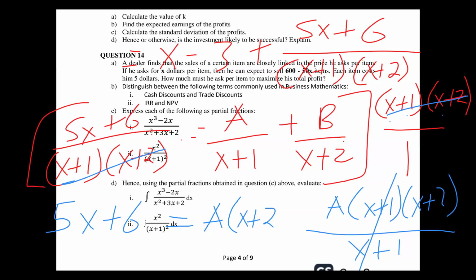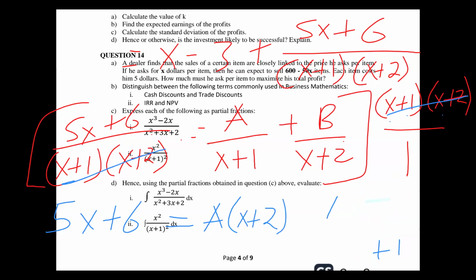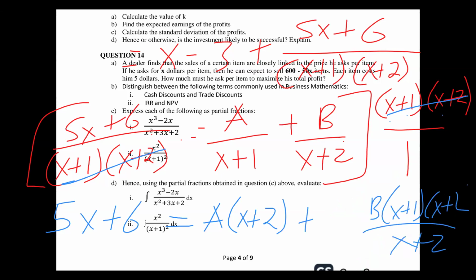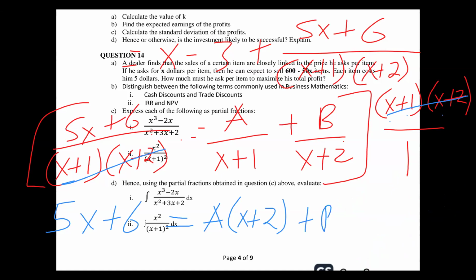You do the same when you get to B. B as well will be B times x plus 1, x plus 2, over x plus 2. Then x plus 2 and x plus 2 will cancel. Then you remain with x plus 1. I guess this should be straightforward if you followed the partial fractions as I guided. So from here, we can solve for the values of A and B.